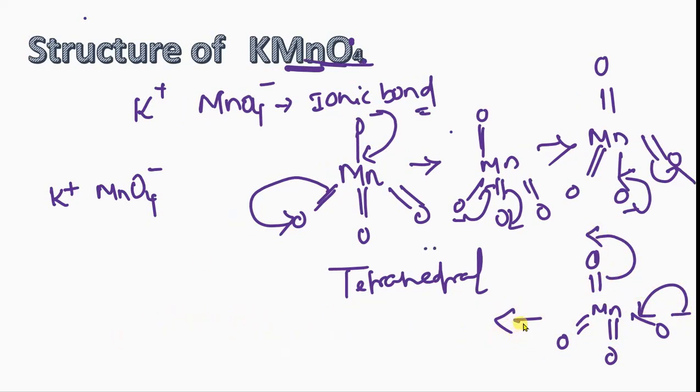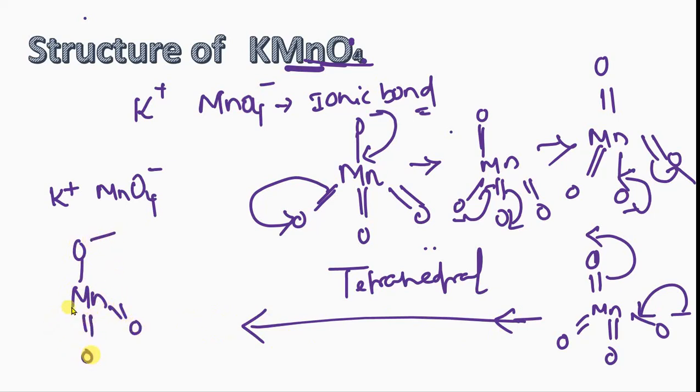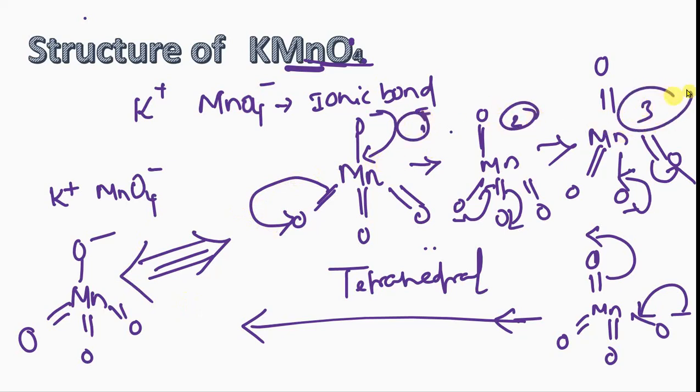I'm writing it here so this will be clear for you. Again MnO minus, with double bonds to three oxygens. So this is similar to the first structure. How many structures are possible here right now? This is 1, this is 2, this is 3, and this is 4. Four structures are possible. Got it?